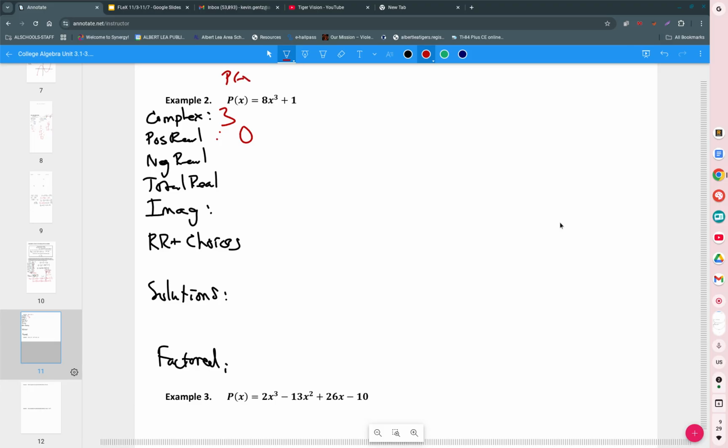P of negative x. Is 8x cubed going to change? So negative 8x cubed plus 1. How many sign changes are there in that situation? There is one. There's one negative real. So how many total real? One. There's only one, and it is negative. That tells me there's how many imaginary? Dos.